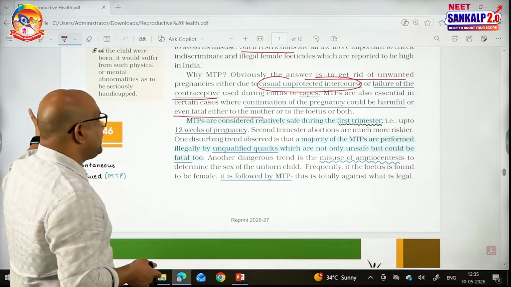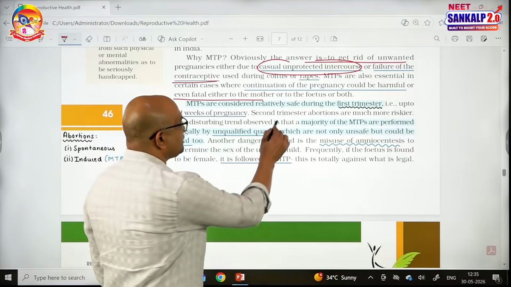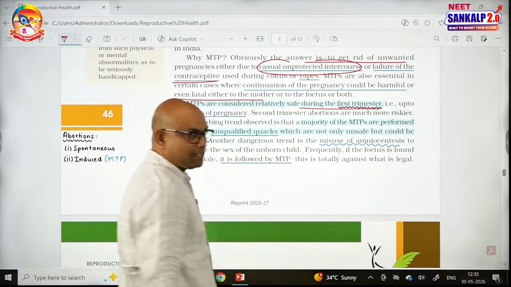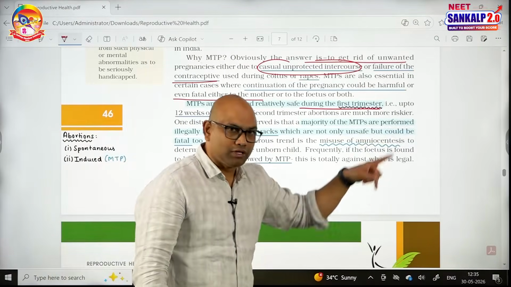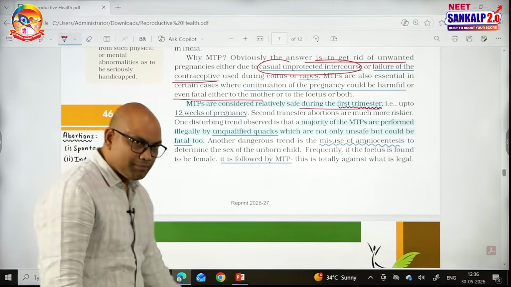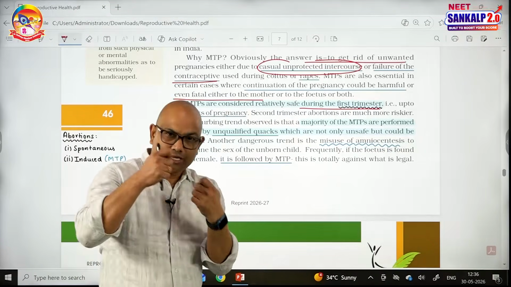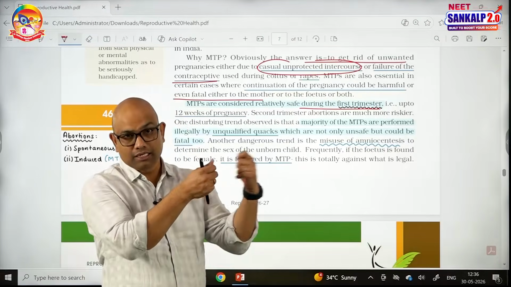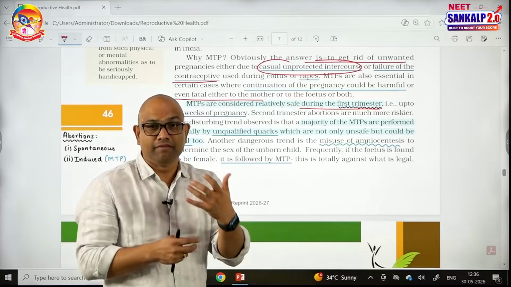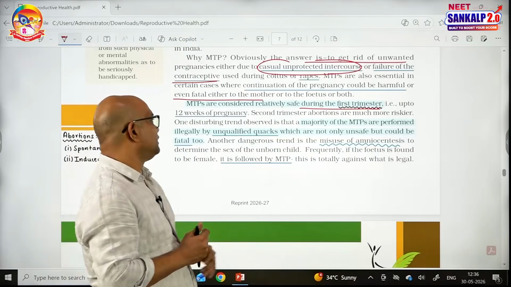When can the MTP be done? During which period are MTPs safer? MTPs are safer during the first trimester, that is up to 12 weeks of pregnancy. Second trimester abortions are much riskier. They are risky because by that time the placenta is formed, a strong connection between the uterus and the fetus through capillaries. Rupturing those capillaries causes heavy bleeding and it may damage the uterine wall also. So second trimester MTPs are risky.